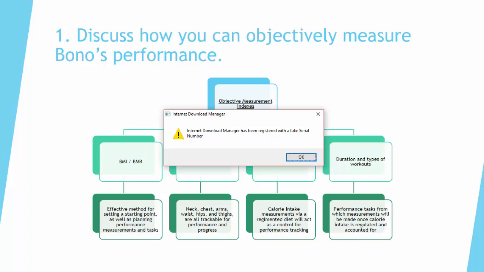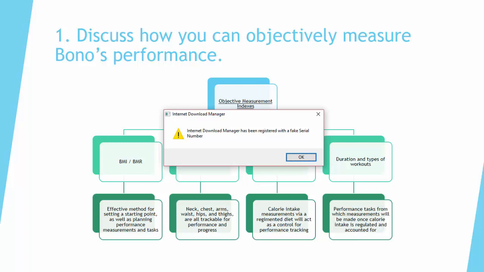BMI is a common measurement. It allows us to set a good baseline and allows us to measure overall progress, and it can be measured weekly. Our basal metabolic rate, or BMR, is the number of calories required for the body to function at rest. Knowing the BMR ensures that we can design tasks that will efficiently counter calorie intake.